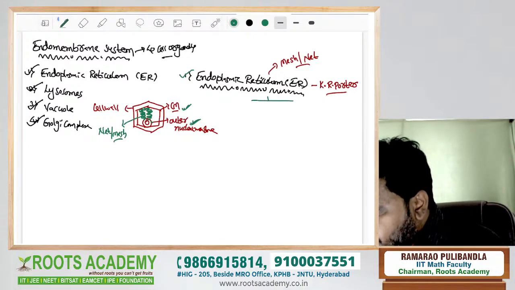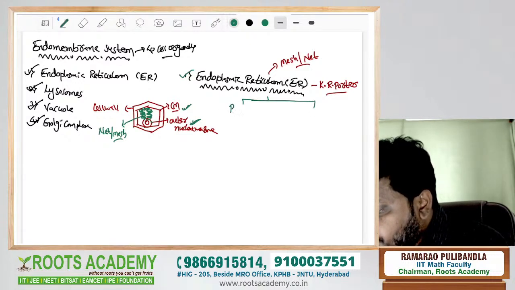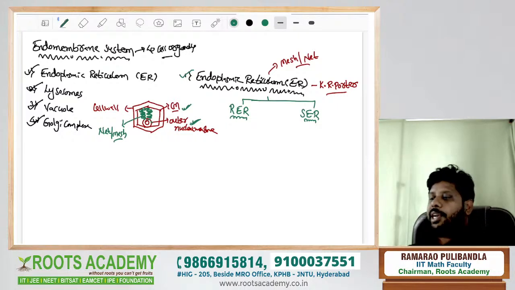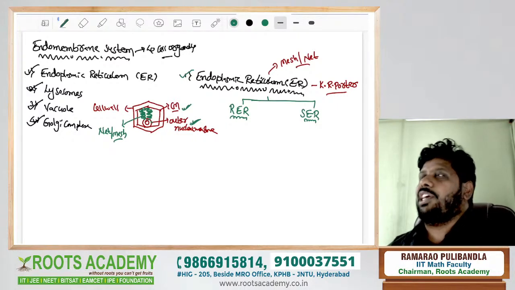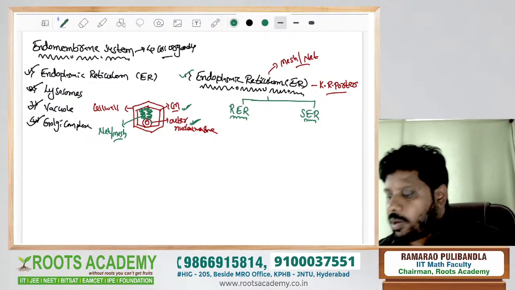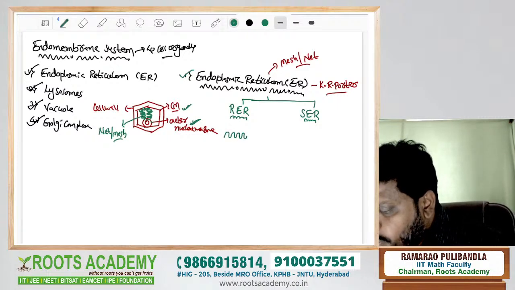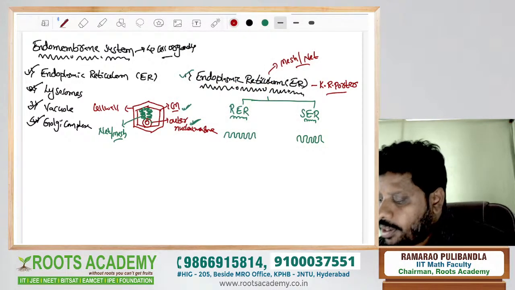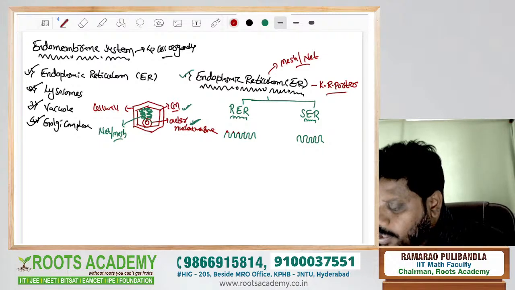This endoplasmic reticulum is classified into 2 types, Nana: rough endoplasmic reticulum (RER) and smooth endoplasmic reticulum (SER). Sir, what is rough endoplasmic reticulum and what is smooth endoplasmic reticulum? See, this is the endoplasmic reticulum. Rough endoplasmic reticulum means ribosomes are attached on its surface.